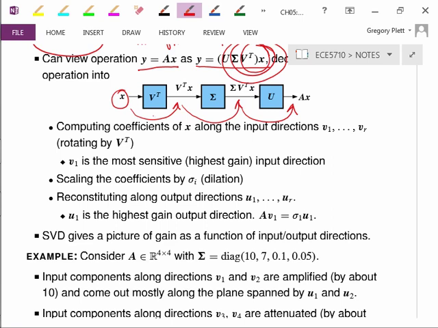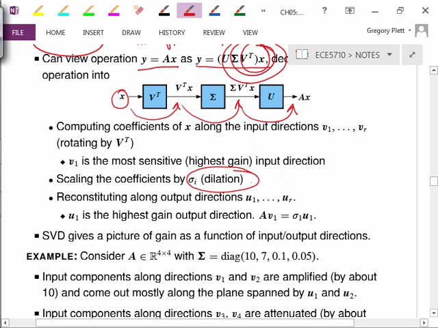Once I have computed the components along these input directions, I multiply them by this sigma i. I scale them by this sigma i. So if sigma i is positive, in fact, and greater than 1, I'm making it bigger than it was to begin with. And if it's between 0 and 1, then I make it smaller than it was originally. But there's some kind of gain factor along each one of those input directions.